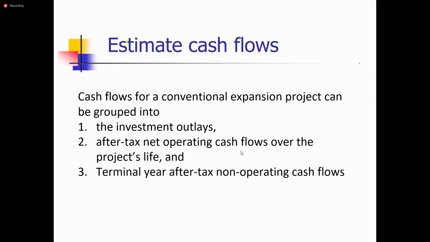In a project, there are basically three types of cash flows. Initially, you have to identify the initial investment, or what we call the initial outlay or initial cash flow. Then throughout the lifetime of the project, you have to identify the annual operating net cash flow on an after-tax basis, the after-tax net operating cash flows over the life of the project. Finally, you have to identify the terminal year cash flow, the terminal after-tax non-operating cash flow.